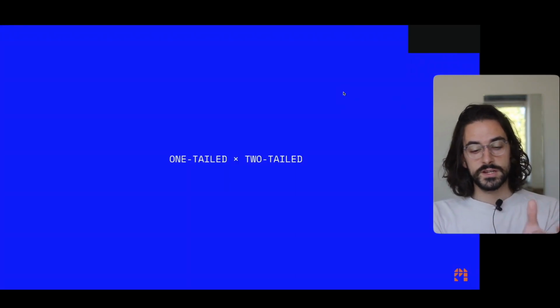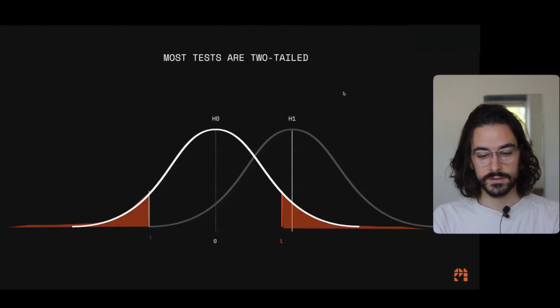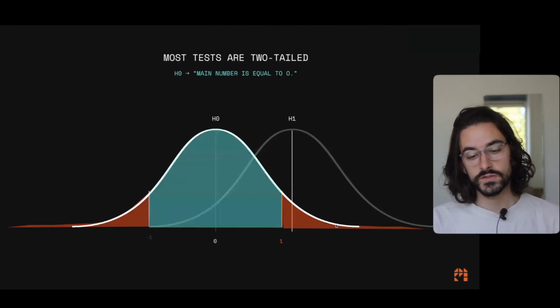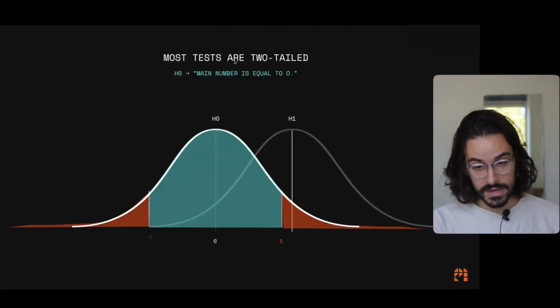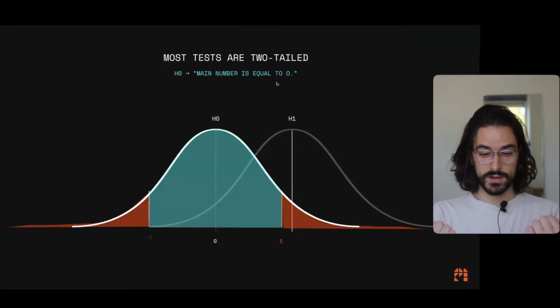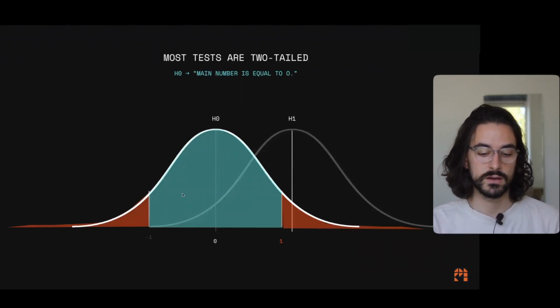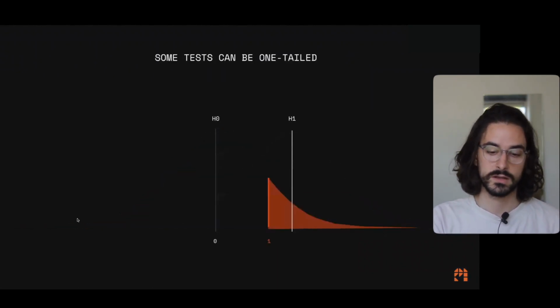There's an important distinction between one-tailed and two-tailed tests. Most tests are two-tailed, okay? It means that you have your chances of going up or down. So you assume that the mean number is equal to 0, and that you can reject that null hypothesis by finding that the mean number is larger than 0, which would be around here, or smaller than 0, around here.